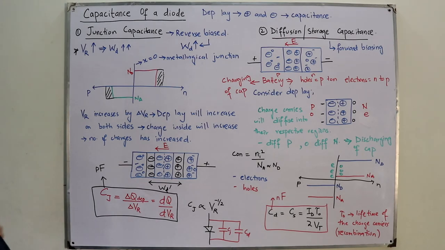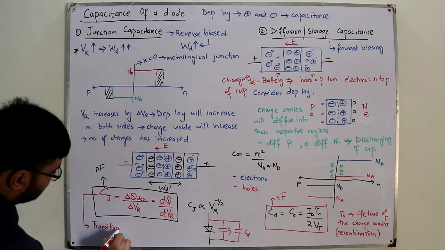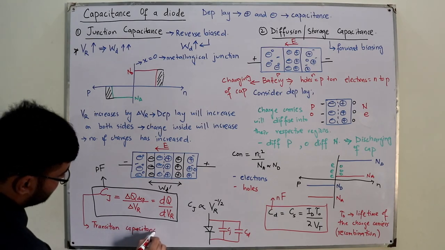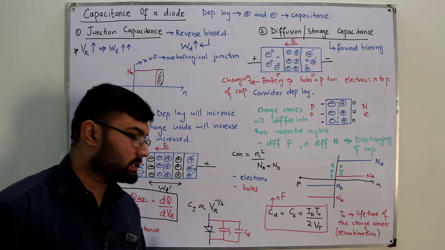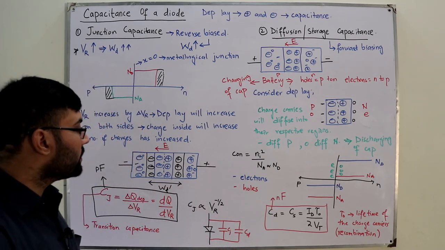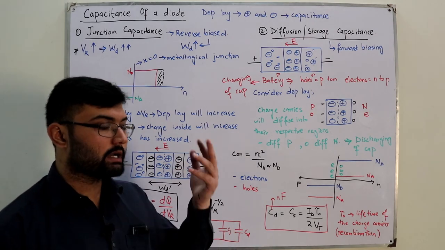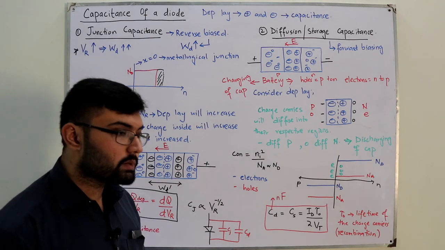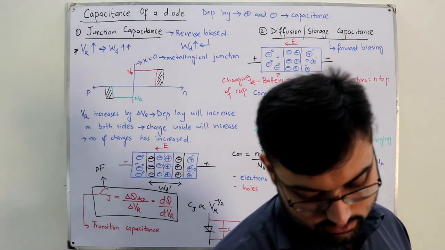The book has another name for it: transition capacitance. So this CJ is also called transition capacitance. So for lower and mid-range frequency applications, these two are neglected. For higher frequency applications, we have to include them. Why? Because the capacitive reactance is 1 over 2 pi fC. So for higher frequencies, this would act as a short circuit. In lower frequencies, why is it not included? Because at lower frequencies, the capacitor will act as an open circuit.